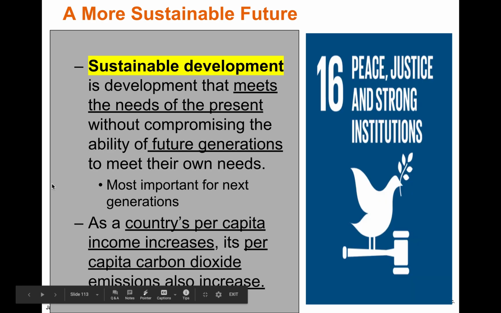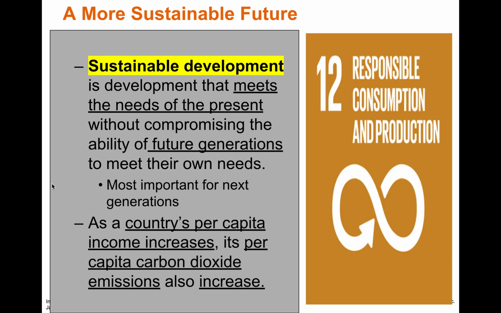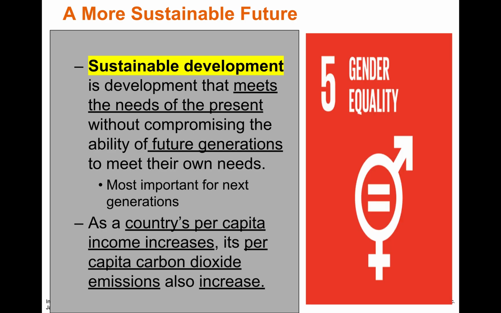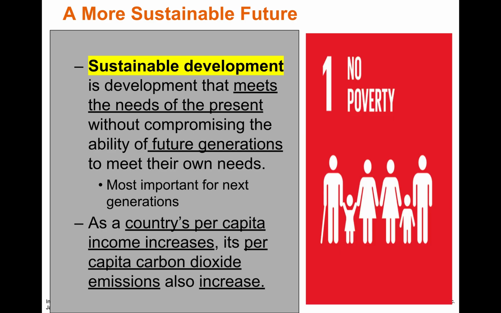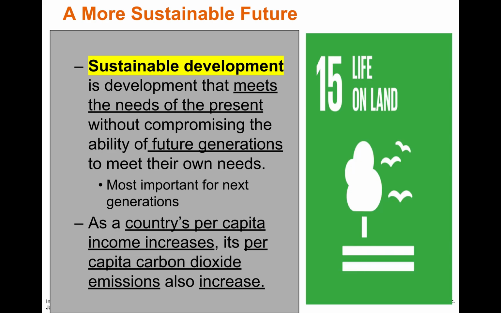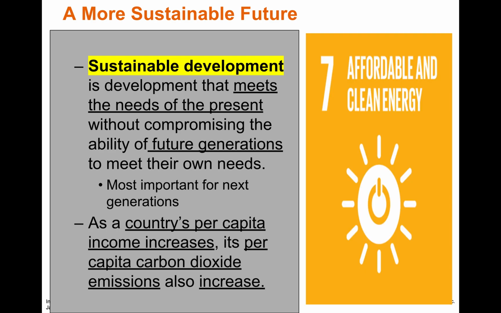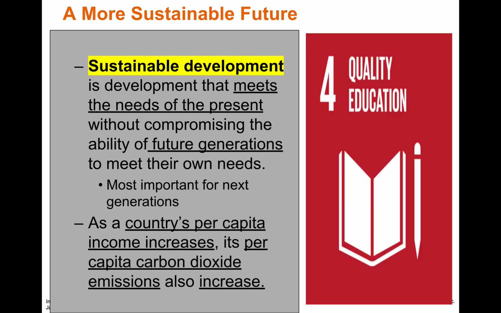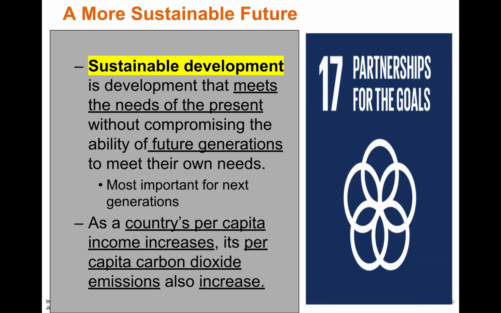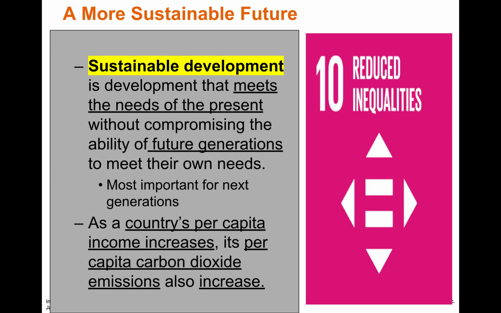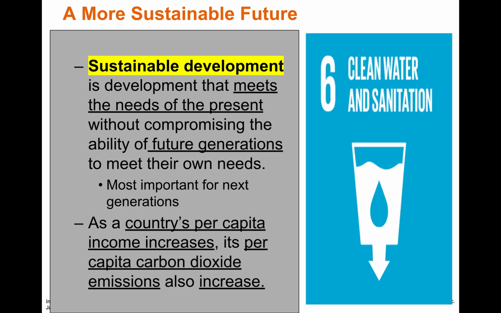Sustainable development. What is the definition? It meets the needs of the present without compromising the ability of future generations. So what we ultimately look at is the global world. Going back to what we learned earlier, China surpassed the United States as the largest emitter of CO2 in 2006.